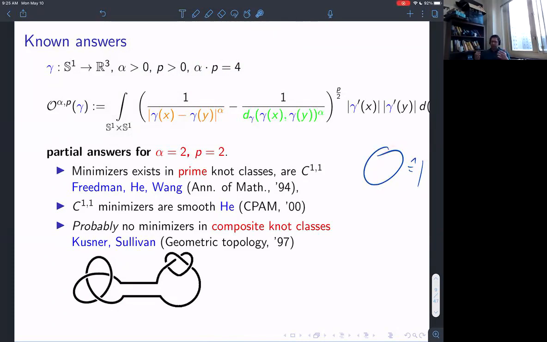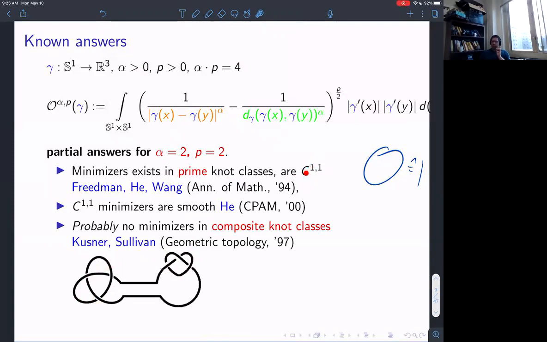So like prime numbers, you have prime knots. Again, the point is prime knots essentially have one knotted topology and not two, somehow in my simplified mind. So they show that if you're in prime knot classes, you do get minimizers, and those minimizers are pretty regular.